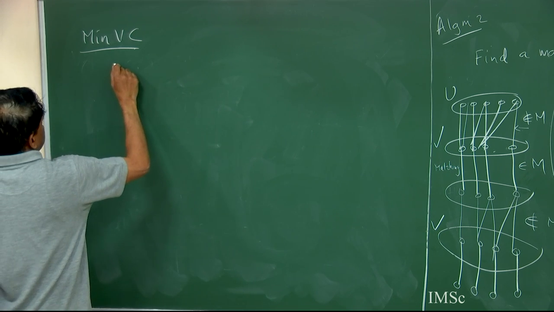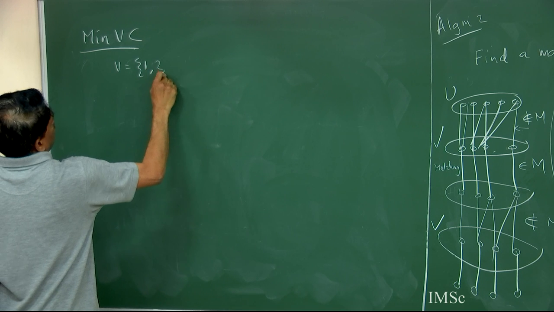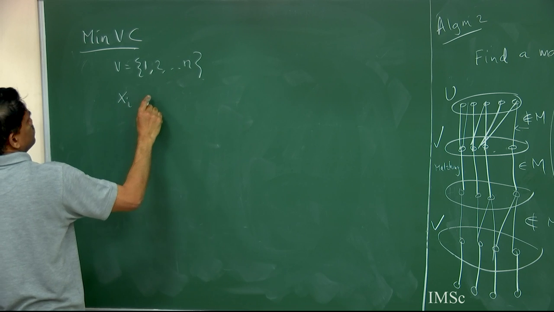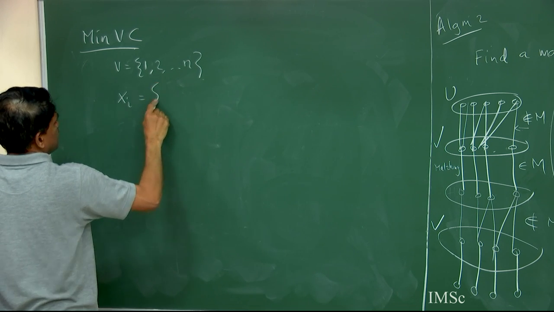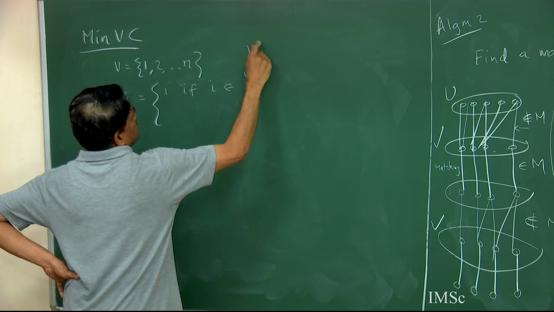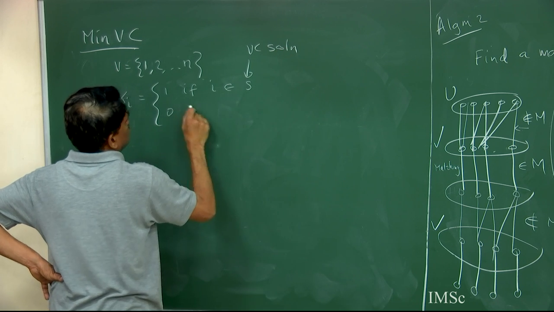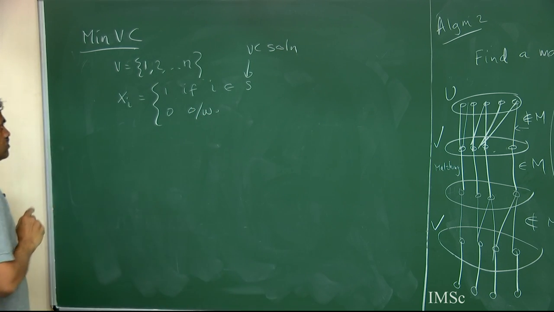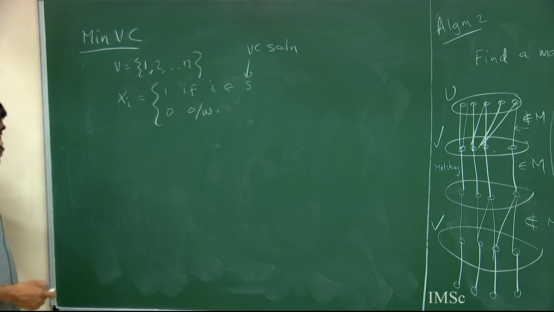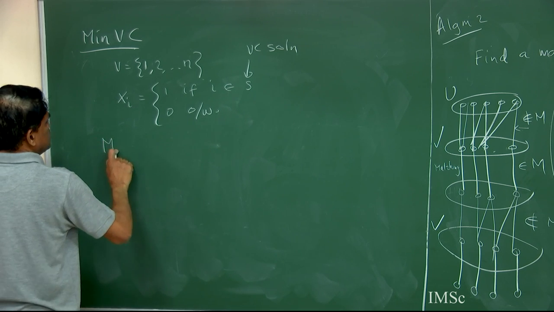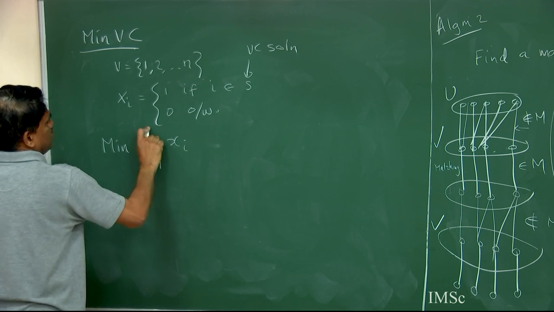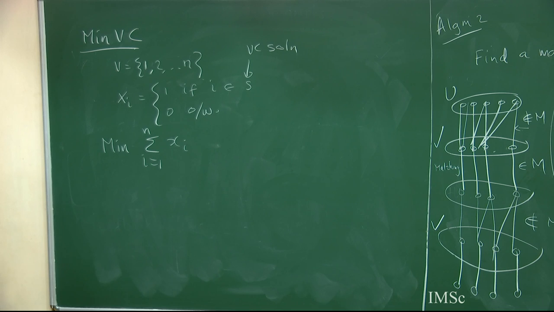So my vertex set, let's say, then I have a variable xi. The interpretation is 1 if i is in my vertex cover solution and 0 otherwise. So what is it I want to minimize? The sum, right? So minimize the summation of xi, i equal to 1 to n. Okay, what is the constraint?